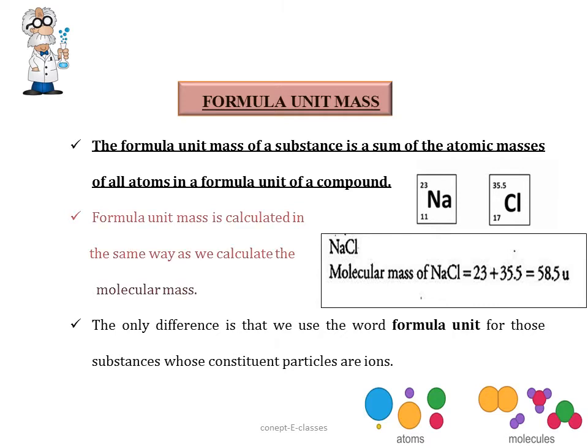Say for example, how do we calculate the molecular mass of NaCl? We add the atomic masses of sodium, 23, plus chlorine, 35.5, which is 58.5 u. So the same way we calculate the formula unit mass. The only difference is that we use the word formula unit for those substances whose constituent particles are ions. That is, the formula unit mass is used for those substances whose constituent particles are ions.